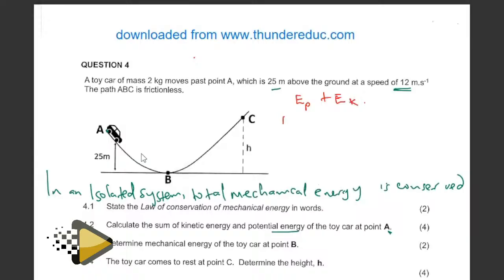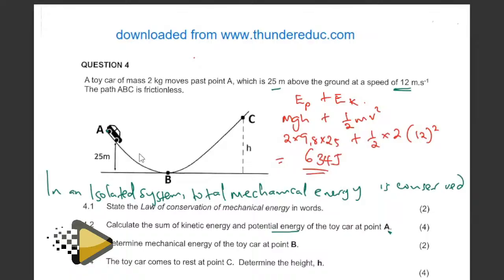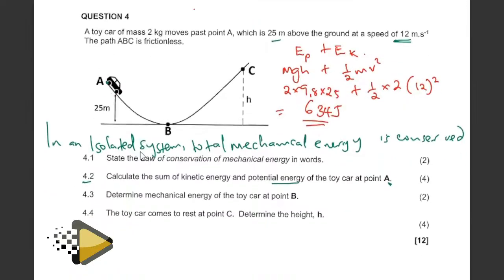So we know that EP is going to be mgh. EK is given as a half mv squared. So the mass of the car is 2, the g is 9.8, the height is 25. Then that is a half times 2, the velocity is 12 squared. Okay, if we punch that into our calculator, I'm getting 634 joules. So for 4.2, we have 634 joules.